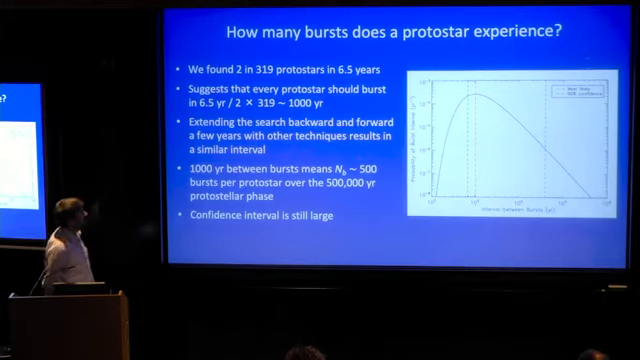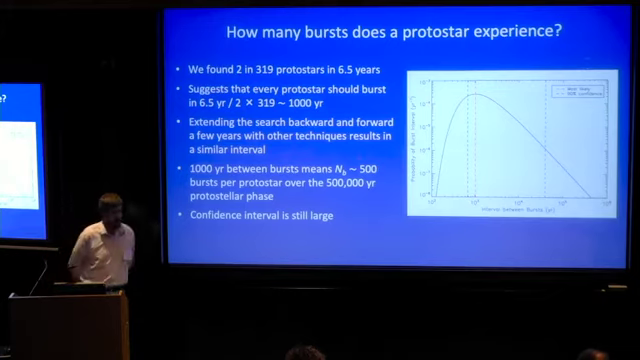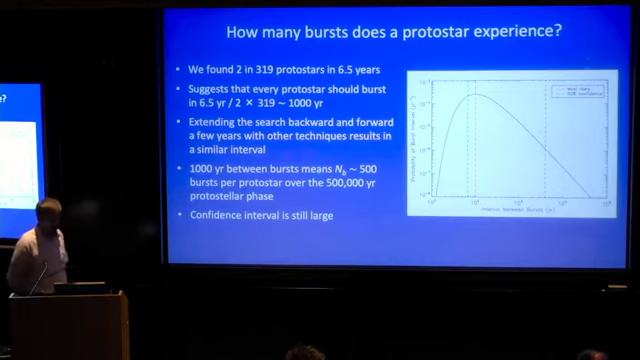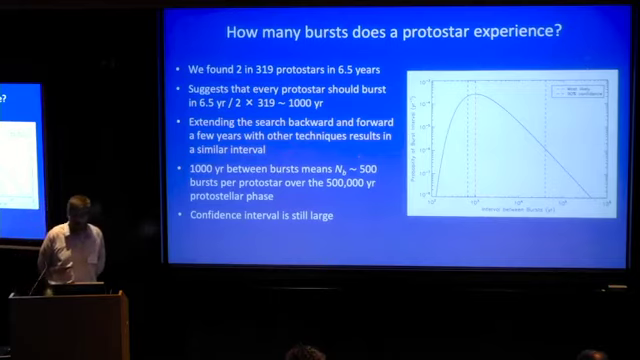We have evidence now of a couple more bursts that were picked up in a final round of imaging with Spitzer that's in prep. And these continue to point to about 1,000 years between bursts. This means that if a star takes 500,000 years to clear out its envelope, it might have a few hundred bursts during that period. But we still have a large confidence interval.